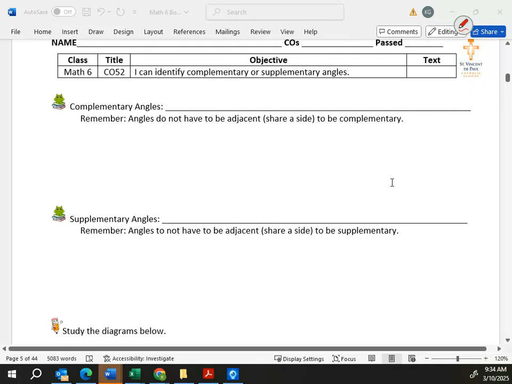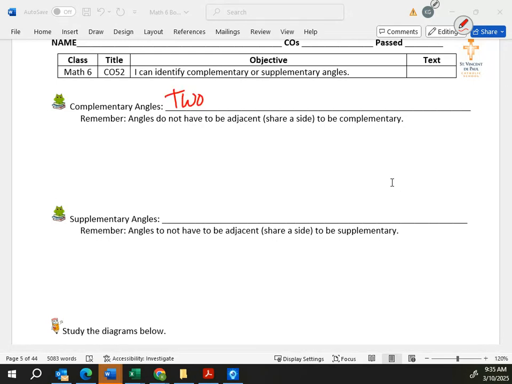Complementary angles are two angles that sum to be 90 degrees. When we see the word sum, what operation is that? Adding. So we need to be able to add two angles together that will equal 90 degrees. If they don't equal 90 degrees when we add them, they are not complementary.